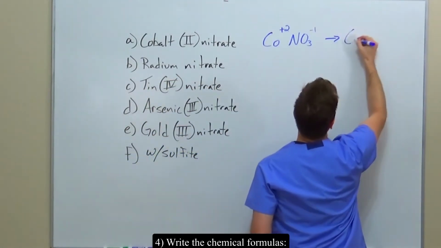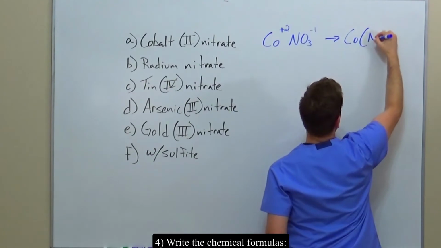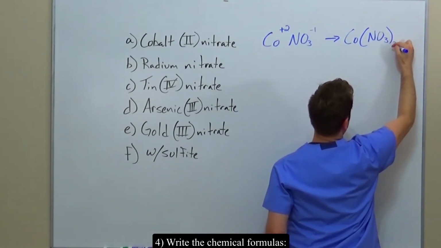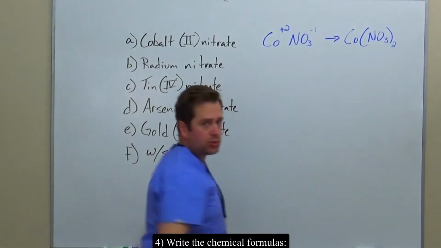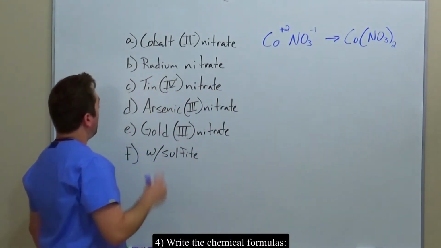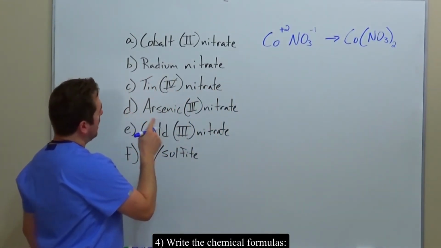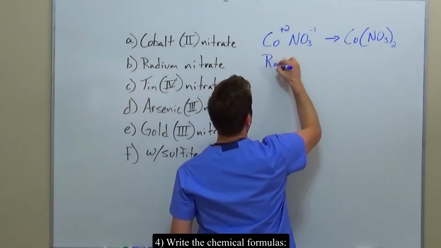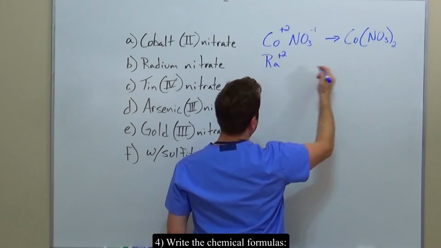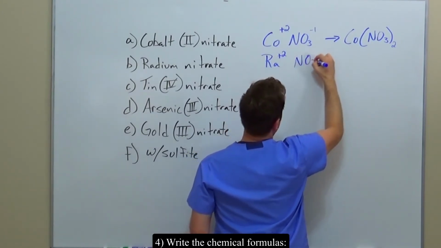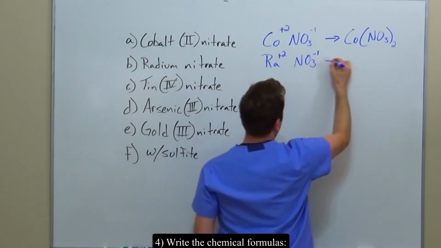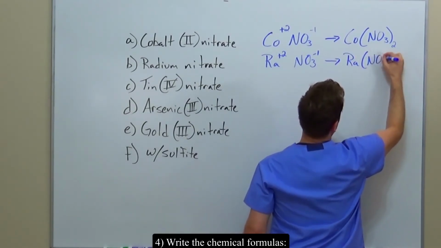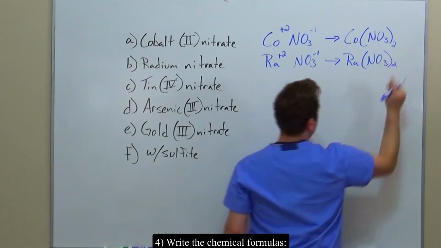So our formula would require us to use parentheses. Put that nitrate in parentheses, and then we got to add the subscript of 2. Now it's neutralized. Awesome. Okay, radium nitrate. Well, radium's a group 2 element, so it has a +2 charge, and really it's basically the same idea. Radium, then our nitrate, each nitrate with a -1 charge. Again, we're going to have to employ parentheses, NO3, and then 2 of them.